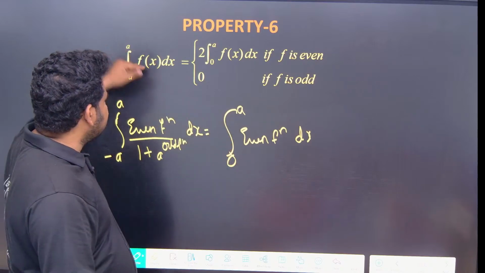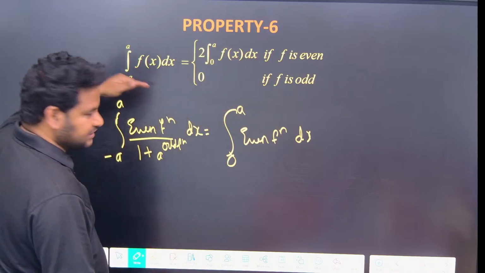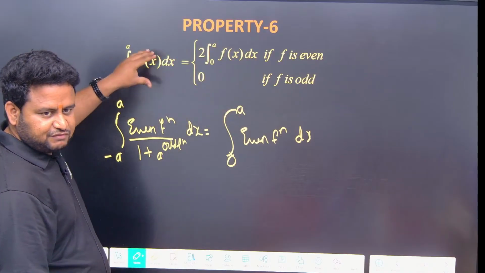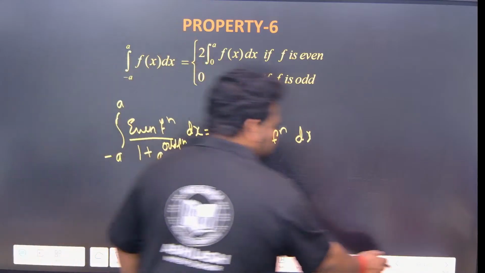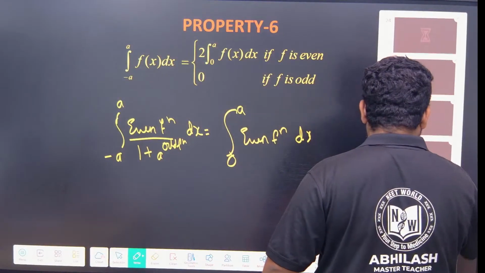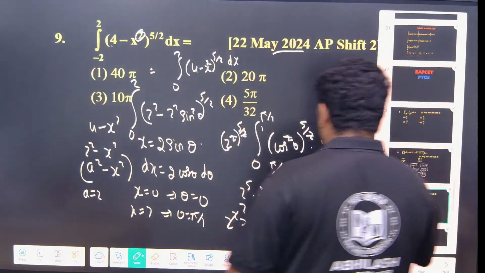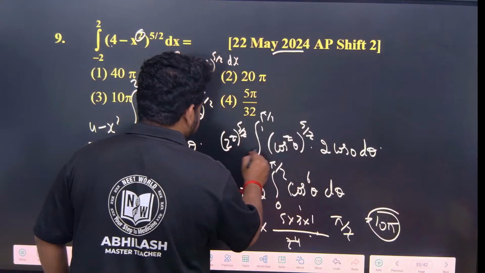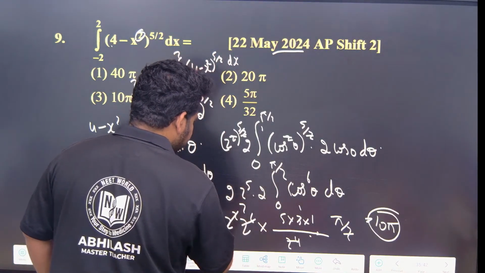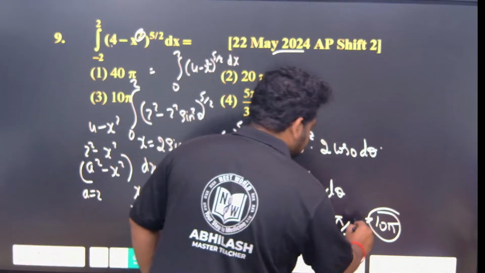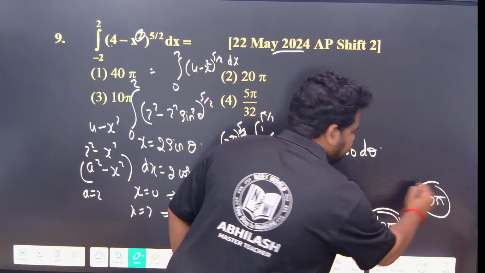But if it is directly an even function, if f of x is directly even function and below there is nothing, that time I should take 2 times 0 to a. So here one more 2 will be there. This will give us 2, so this will become 20 pi. Understood everyone?